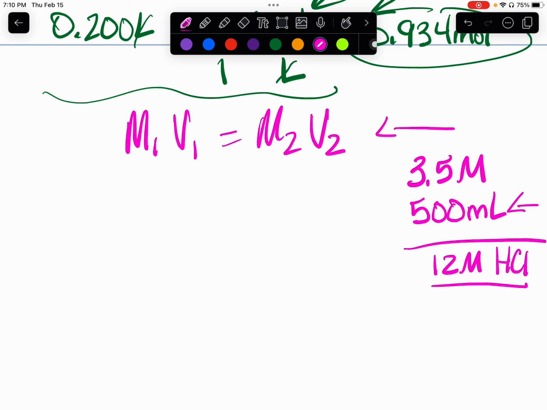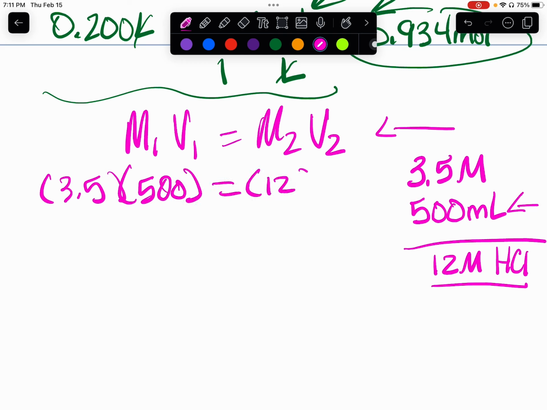Well, this tool, the M1V1 tool, is just amazing. M is molar, V is volume. So, I have 3.5 molar and I want 500 milliliters of it. I have 12 molar HCl. How much do I need to use?